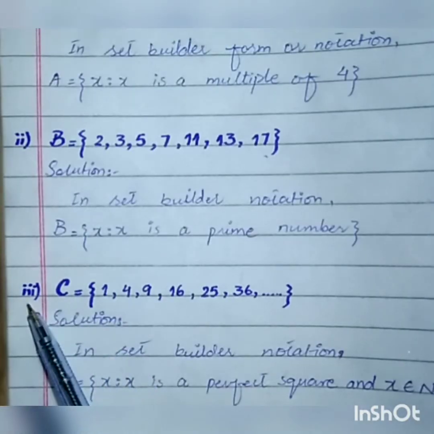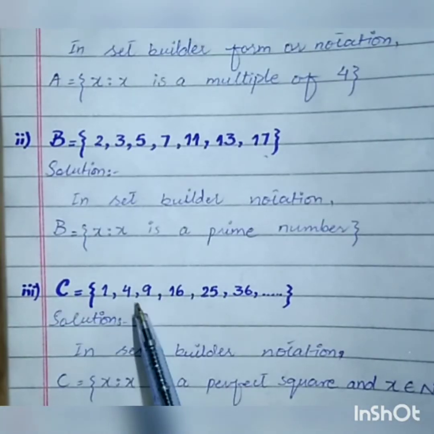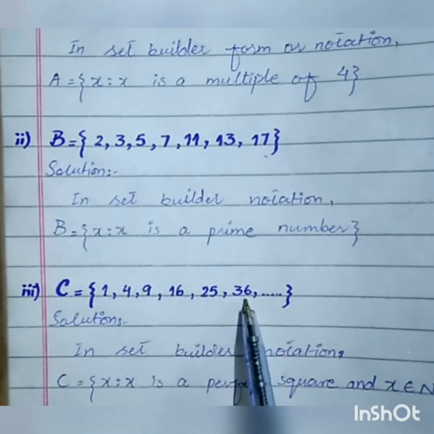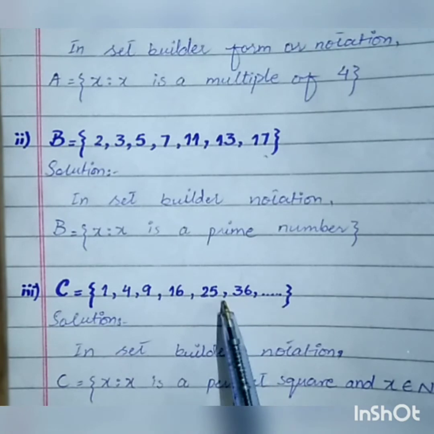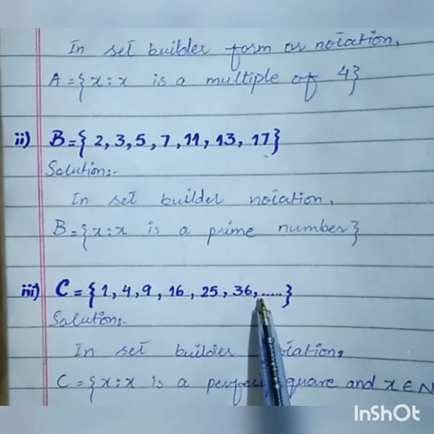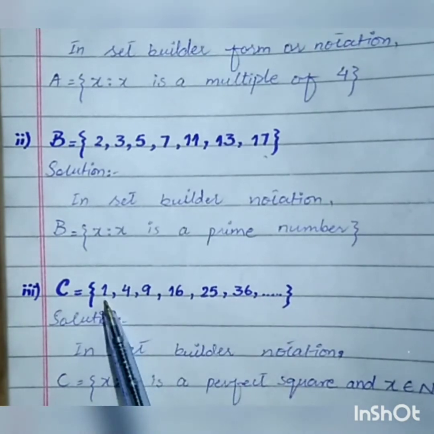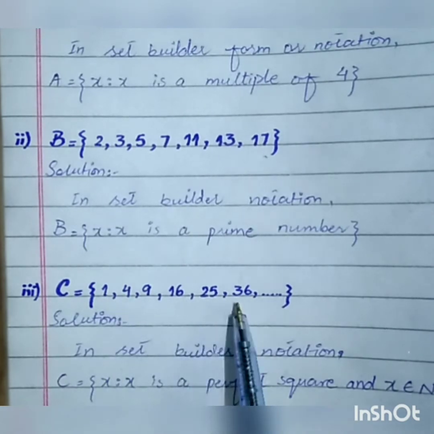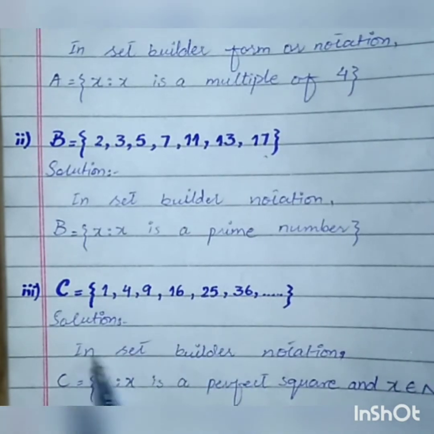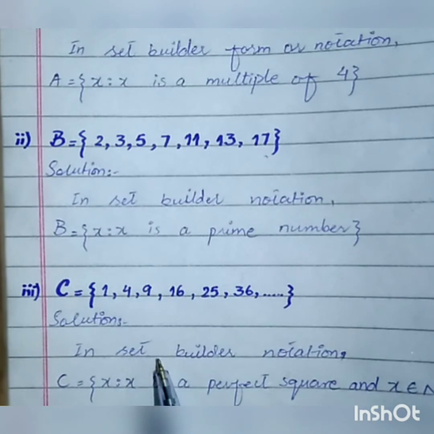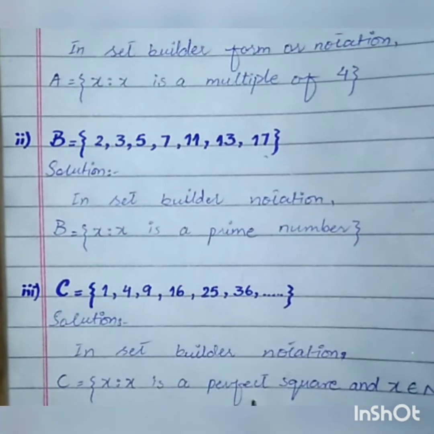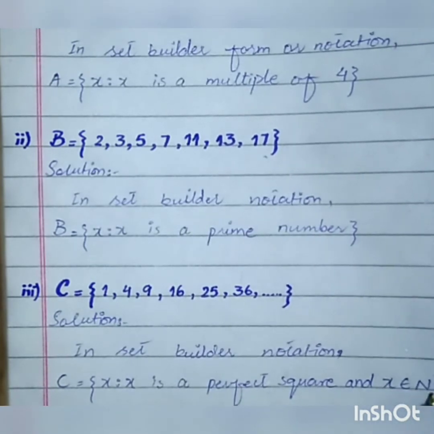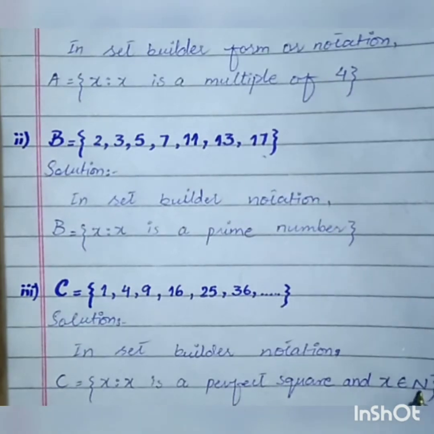Next, move towards part number 3, which is C is equal to the set 1, 4, 9, 16, 25, 36 and so on. As we know that the natural numbers are 1, 2, 3, 4, 5, 6, 7, 8 and so on. And you can see that these are the squares of natural numbers. So in order to write it in set builder form, we will write it as C is equal to the set for all x such that x is a perfect square and x belongs to the natural numbers.